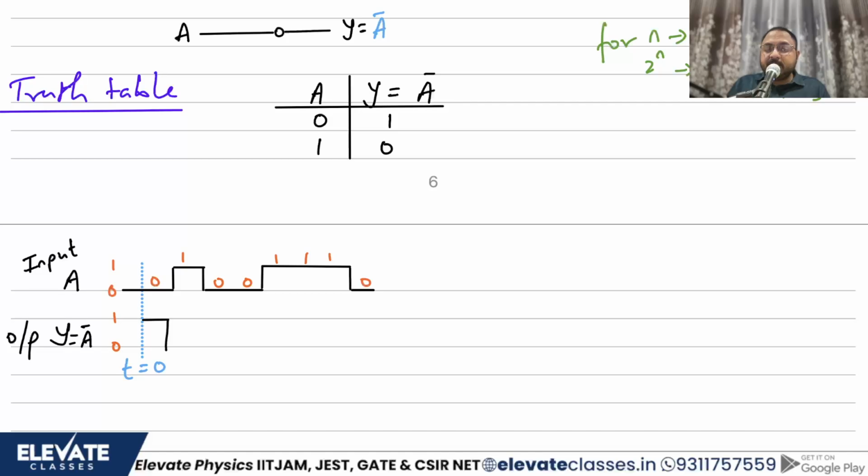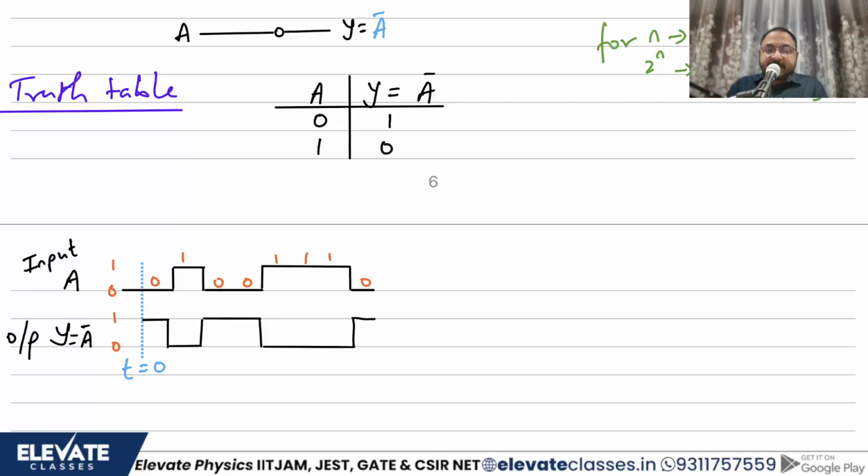Next, the input is 1. If the input is 1, what should be the output? The output should be 0. So this is the kind of output that I'm going to get. Again, I have two zeros, so for some time I should have 1 in the output. Then I have three pulses high, so my output should be low for 3 pulses. Finally, the input goes to 0 and the output goes to high. So can you see there is some kind of inversion happening?